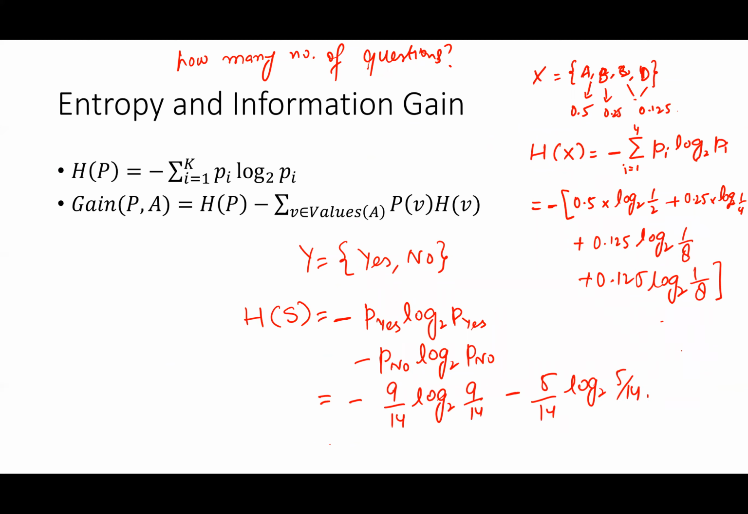Fine. And you can calculate this out. I might have already done it. So the entropy here comes out to be equal to 0.940. Fine. This is the initial entropy of our system. What's our goal? Our goal is to decrease this entropy. So in order to decrease this entropy, we have to select some attributes.